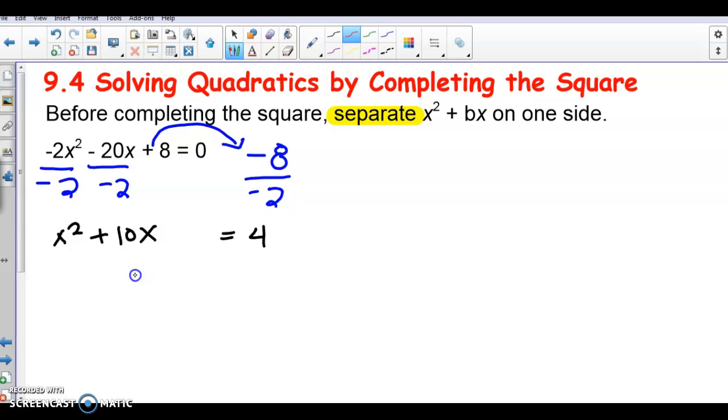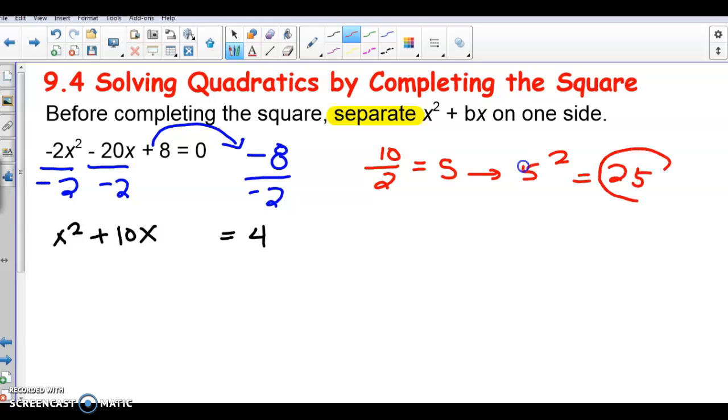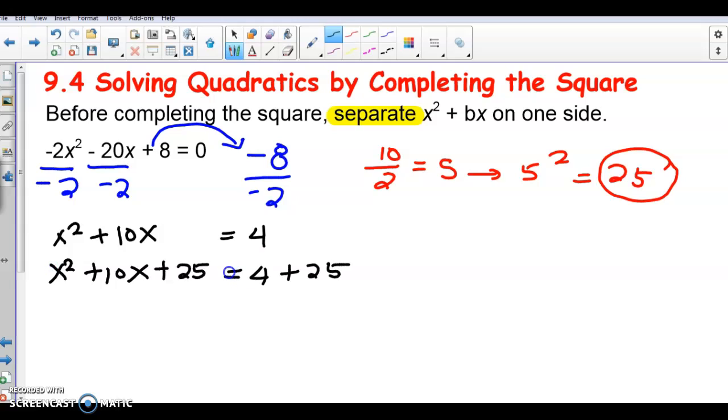But just so I don't lose anybody, I'm going to write here, your b value is 10, you get half of it. So what's half of 10? It's 5. And then what do you do with this number? You square it. So what's 5 squared? 25. So this is the value that you need to add to the equation so you can complete the square. So going back here, x squared plus 10x, now you're going to add the 25, but whatever you do to the left, you must do to the right.